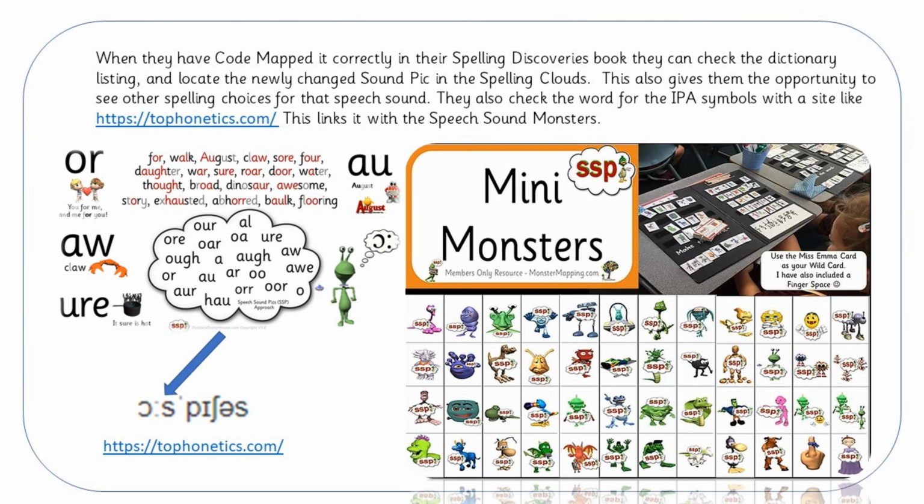And of course, if there's a word that they've got the sound pick wrong, they write it in their sound pick, their discoveries album, and then they're going to look in the cloud, they look up the IPA symbols, etc.